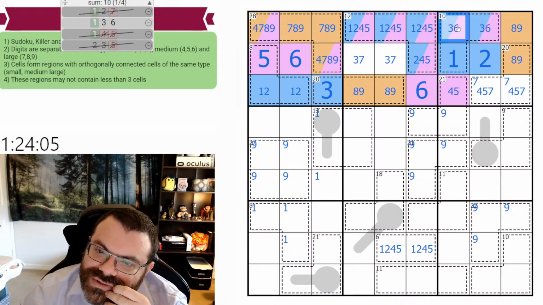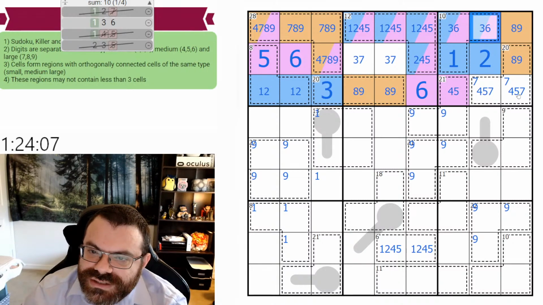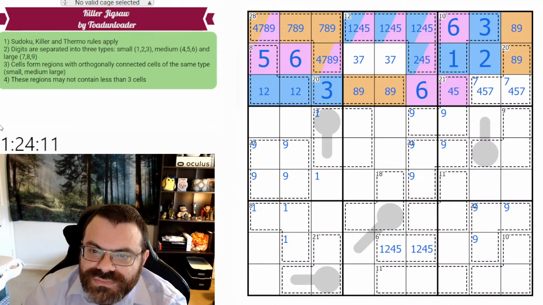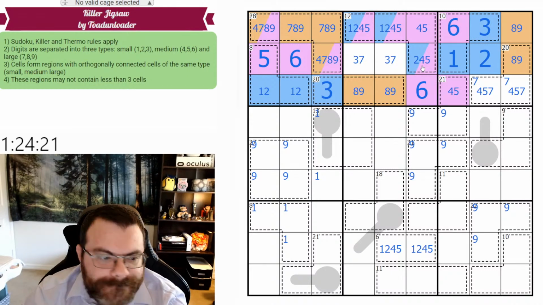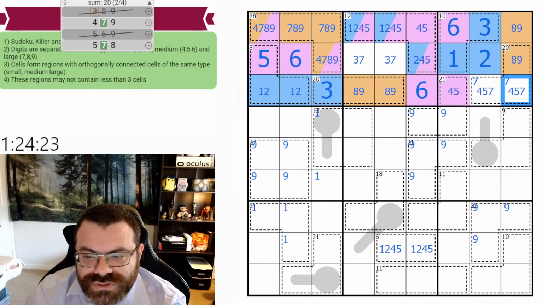This can't be purple, or this would be blue, and the purple would be completely isolated. So that's 3, that's 6. So that's blue, that's purple. Purple has to get out. This one's purple, so it's 4 or 5. So orange grows, so that's a 7. This is purple.